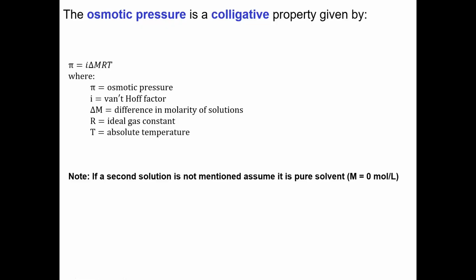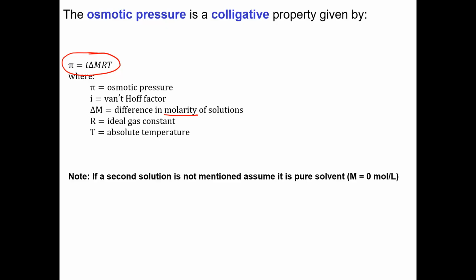So it turns out that the osmotic pressure is a colligative property. That is, it only depends upon the concentration of our solute. And the osmotic pressure is given by this formula. So it says pi, the osmotic pressure, is equal to the Van 't Hoff factor multiplied by the difference in molarity of solutions, multiplied by the ideal gas constant, multiplied by the temperature of our two solutions.